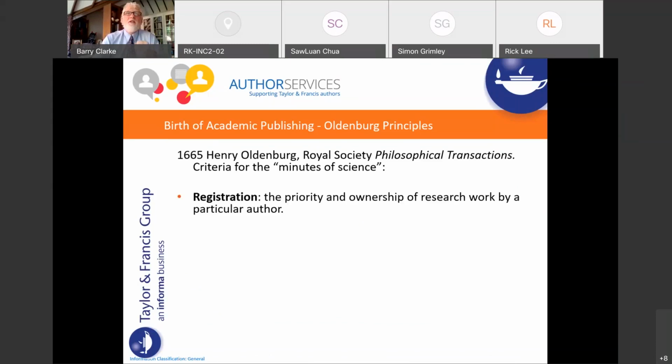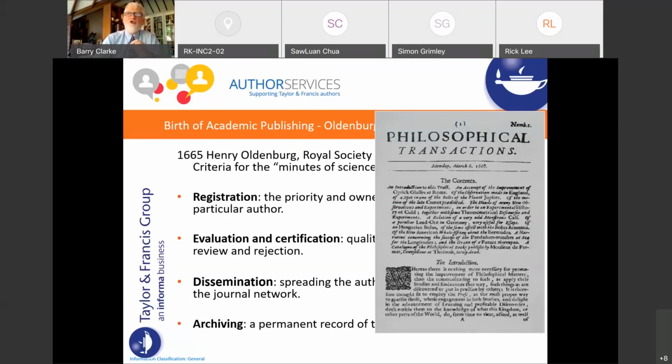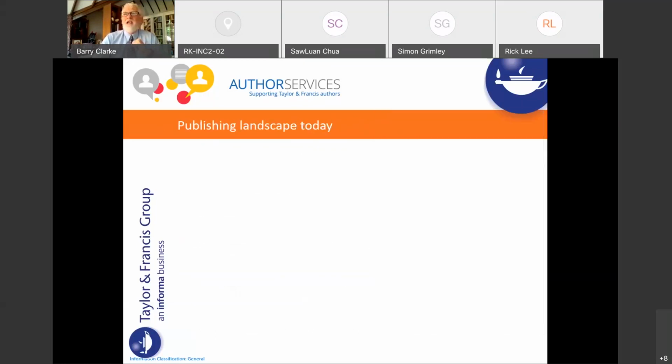There are four principles of publishing. One is that you register the ownership of your research to a particular author. Research is evaluated and certified through a quality control peer review process. And then we disseminate your claims, your research, through the journal network. And very importantly, the fourth principle that we still follow today is that there is a permanent record of your work through an archiving process. Obviously, the technology has changed a great deal since 1665, but those principles are still the same today. In fact, that is an image of the very first journal ever published, the Philosophical Transactions. The publishing landscape today is very different.